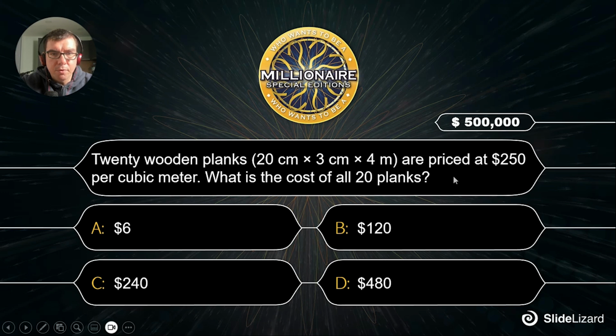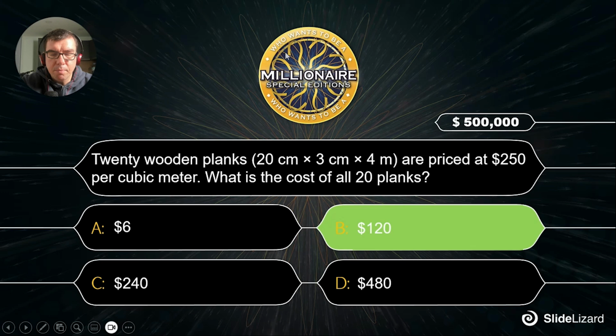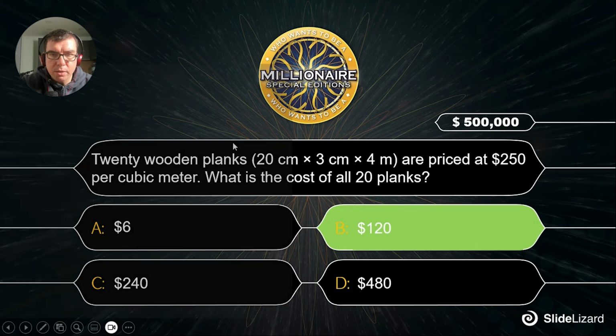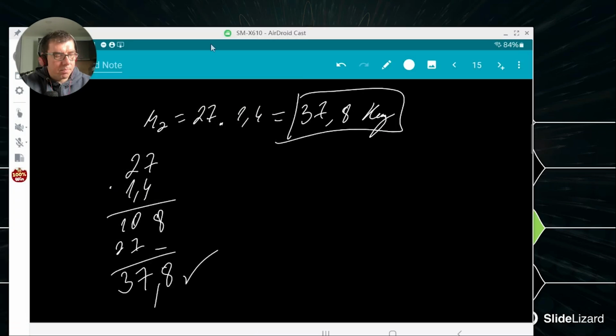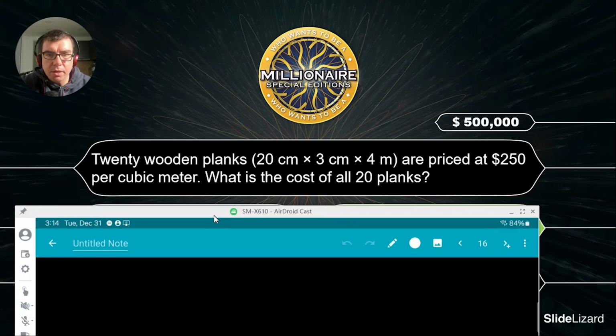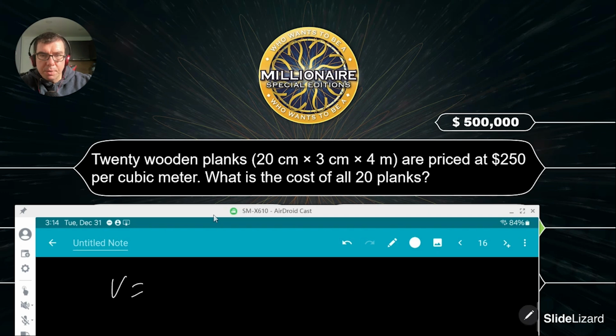Did you find B? 120. Again, it's a matter of calculation, so let's figure out the volume of those 20 wooden planks, which will be the volume of one wooden plank multiplied by 20. So the volume: convert everything into meters because the price is $250 per cubic meter, so the volume of one plank will be 0.2 meters, 20 centimeters, times 0.03 times 4.